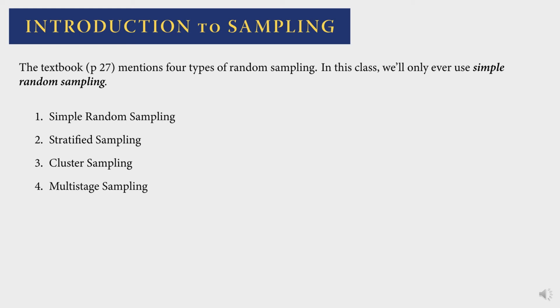There are four common types of random sampling. We'll always use simple random sampling in this class, but stratified sampling is usually more precise and cluster sampling tends to be cheaper and more convenient. So it's worth it to explain how these various forms of sampling work.